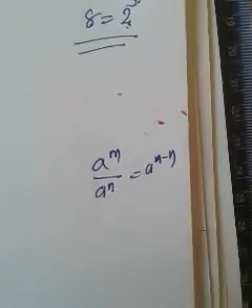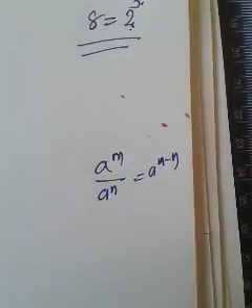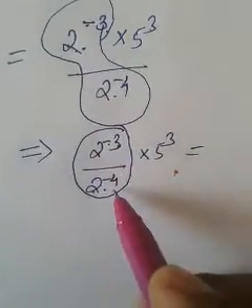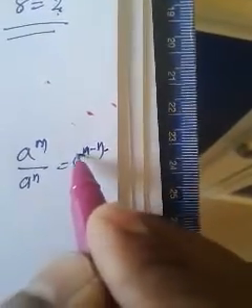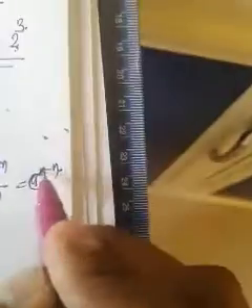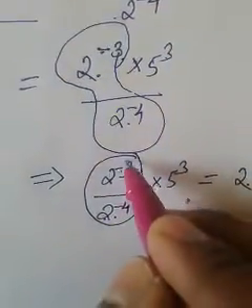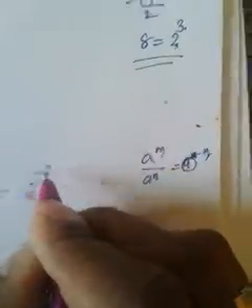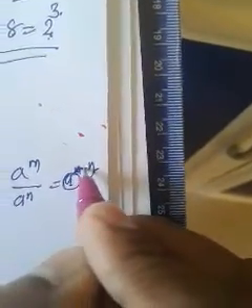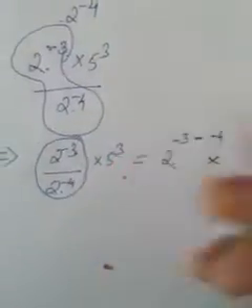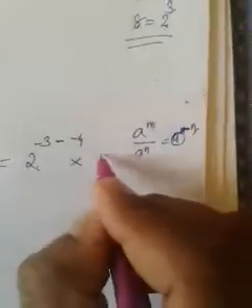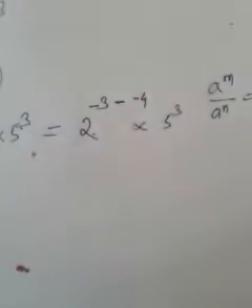The identity a raised to m divided by a raised to n is equal to a raised to m minus n can be used. So 2 raised to minus 3 divided by 2 raised to minus 4: how can I write it as a raised to m minus n? In the place of a I have written 2. Then m minus n: what is m? The first power is your m, minus 3. Then this sign, minus, as it is. Then the second power, what is that? Minus 4. So into this 5 raised to 3, into 5 raised to 3 as it is. Clear?